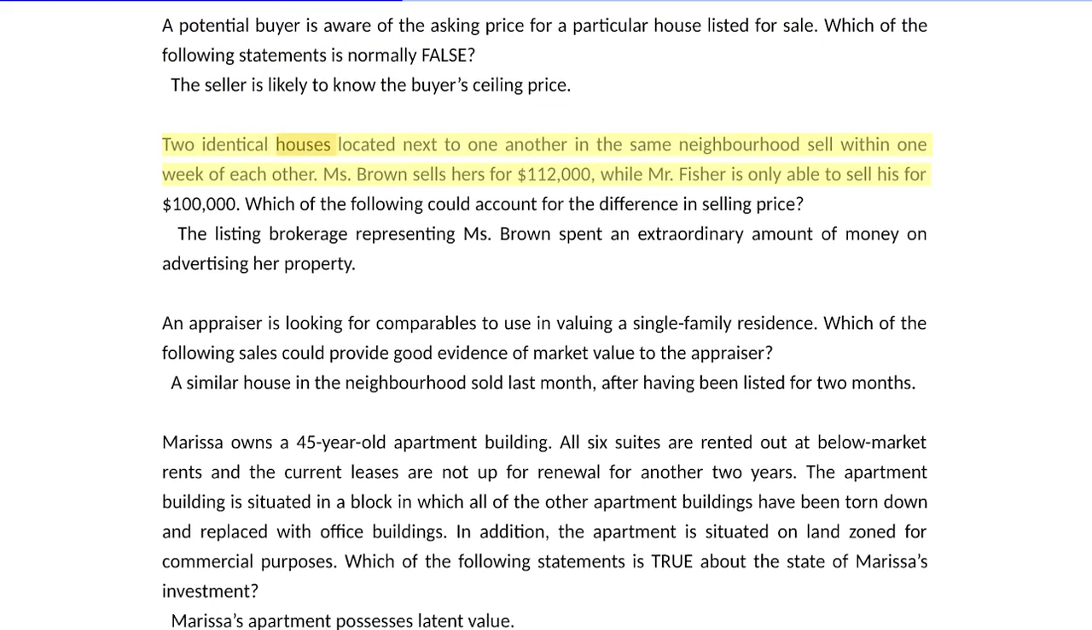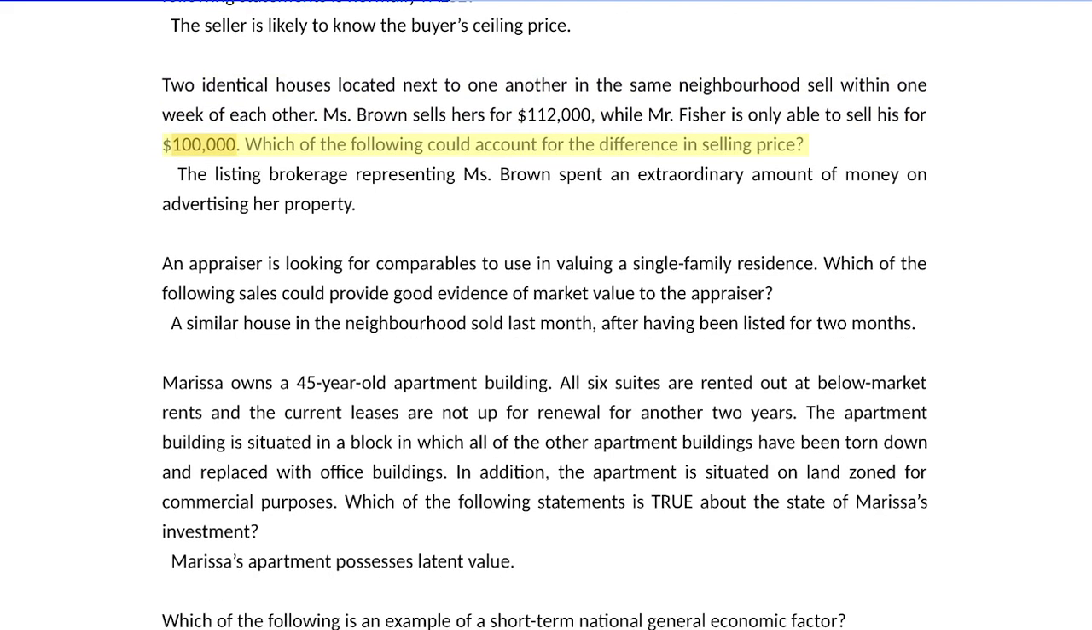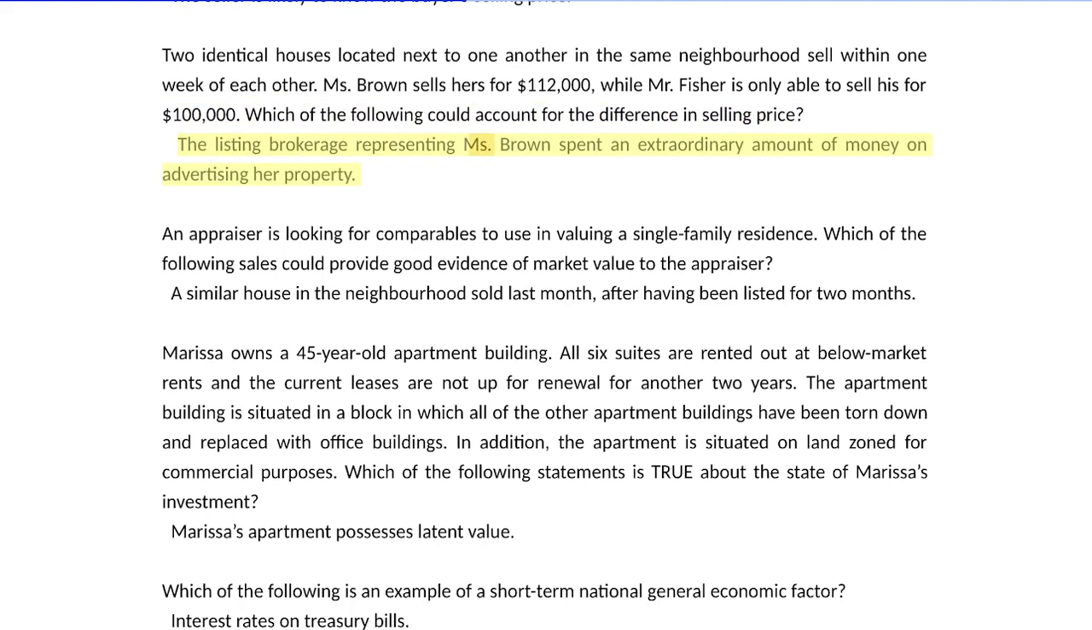Two identical houses located next to one another in the same neighborhood sell within 1 week of each other. Ms. Brown sells hers for $112,000, while Mr. Fisher is only able to sell his for $100,000. Which of the following could account for the difference in selling price? The listing brokerage representing Ms. Brown spent an extraordinary amount of money on advertising her property.